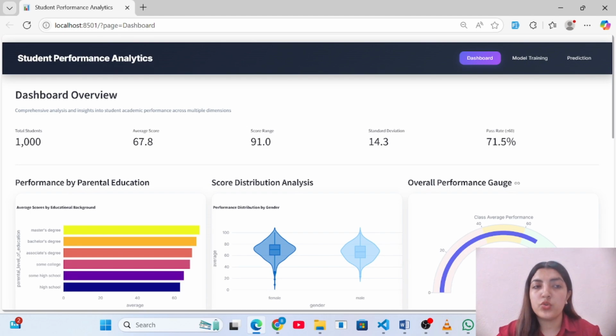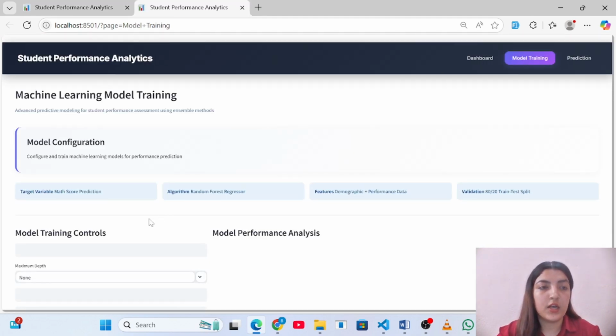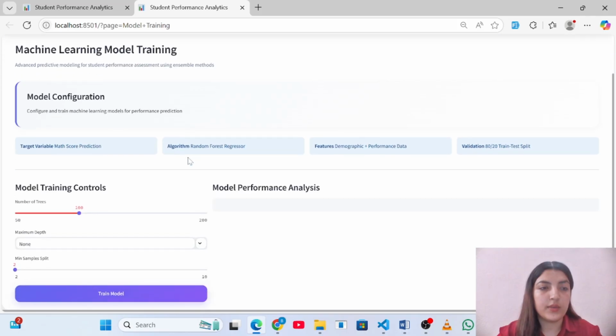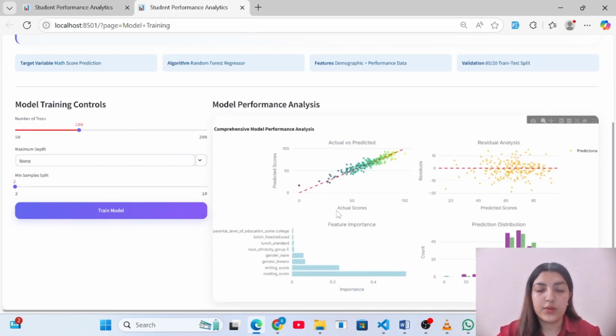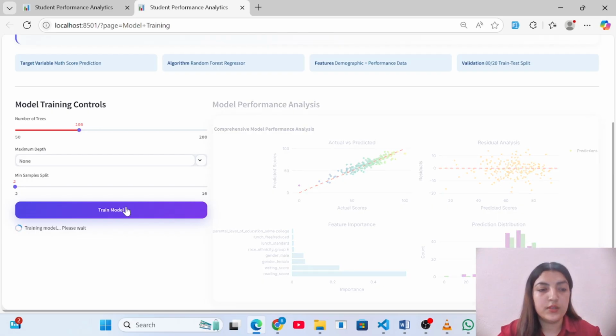So now I'm going to show you the model training. In the model training, we can see how the model is trained. Here you can see the actual score, predicted score, and impact, and all of the visualizations are present. So now I'll train the model.